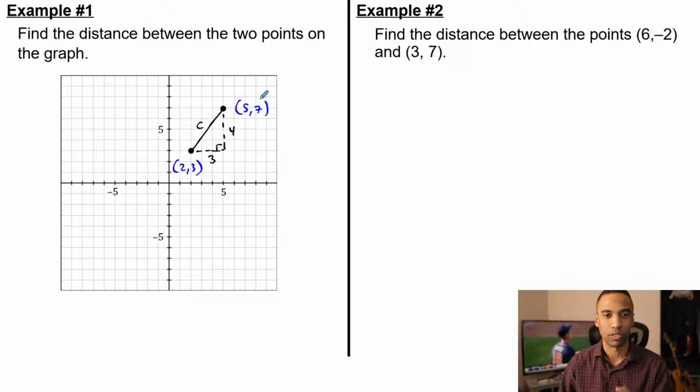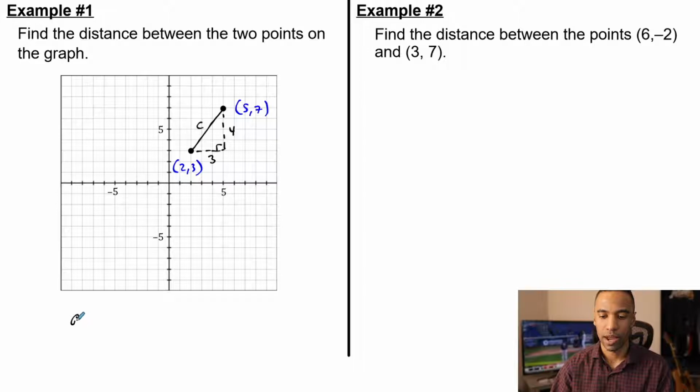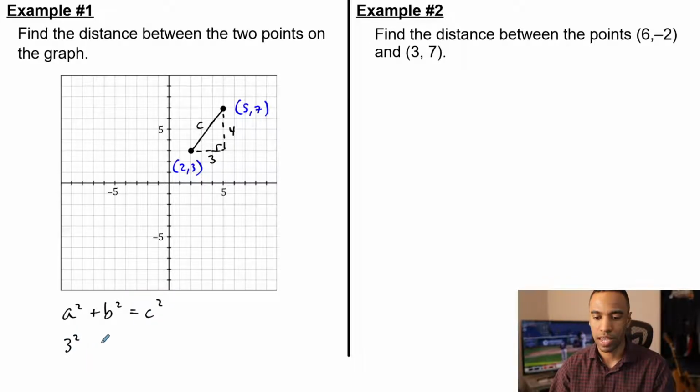I know it's d in the formula, but this is Pythagorean theorem to me this time. The Pythagorean theorem says a squared plus b squared equals c squared. So I'm going to go ahead and write that one out. I'll start with a squared plus b squared equals c squared. So my a in this case is 3, my b in this case is 4, and then my c is what I'm trying to figure out here.